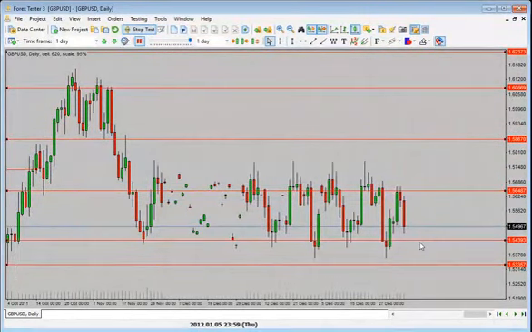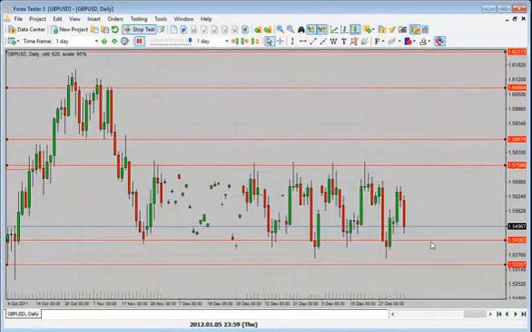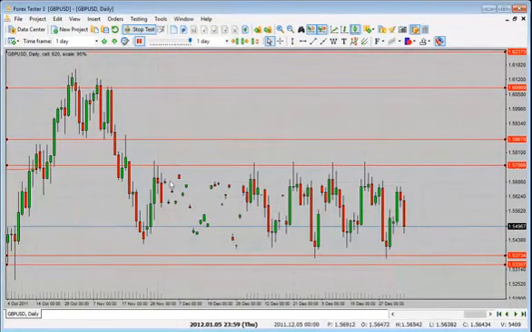Okay, we went a little too far. All right, so what do we have here? Now we are seeing price go sideways. We have a high of the range and a bottom of the range, and price is just going sideways. So this is very much a range bound market.